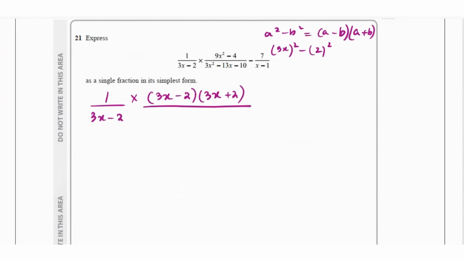Now for the other quadratic, 3 times 10 is 30. Factors of 30 are 5 and 6, 15 and 2, 3 and 10. So we can use 15 and 2 because 15 minus 2 is 13. So 3x squared minus 15x plus 2x minus 10, and then minus 7 over x minus 1 comes as it is.